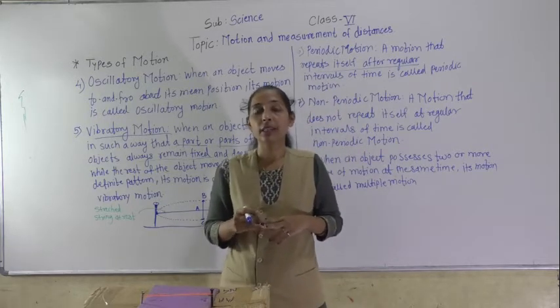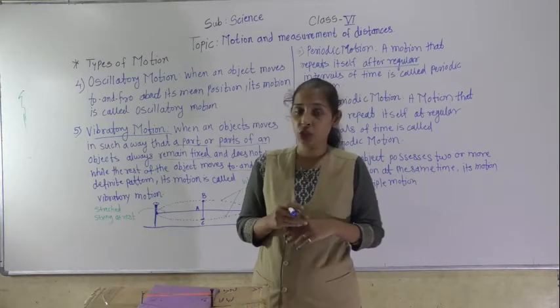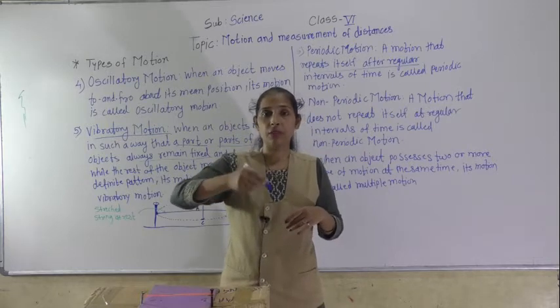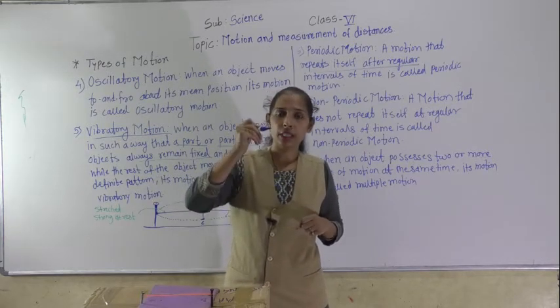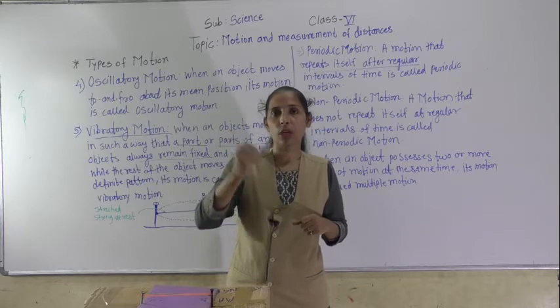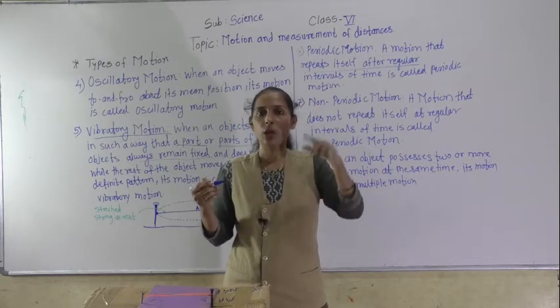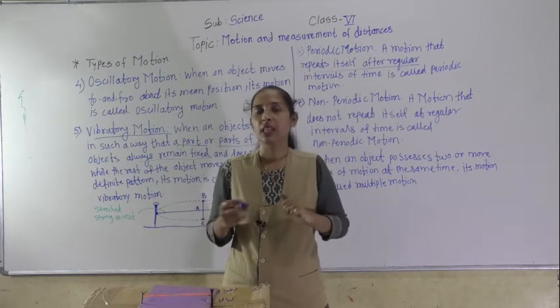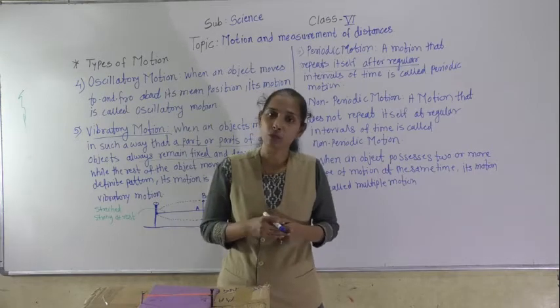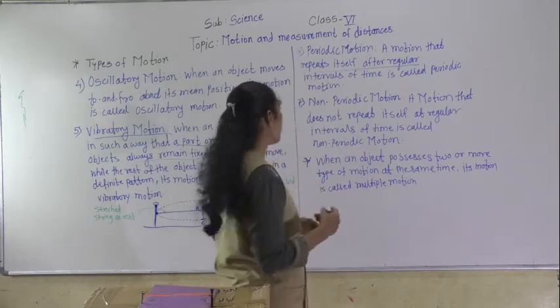One more example is the needle of a sewing machine. It goes up and down. After a regular interval it goes up, and at the same interval it comes down also. So the time period to go up and down is fixed. That is called periodic motion.